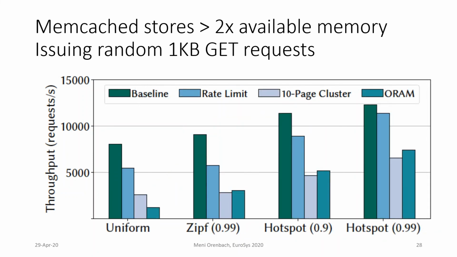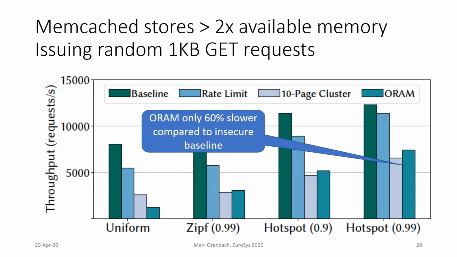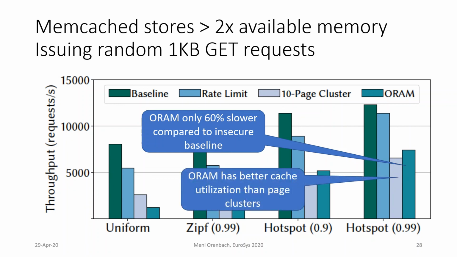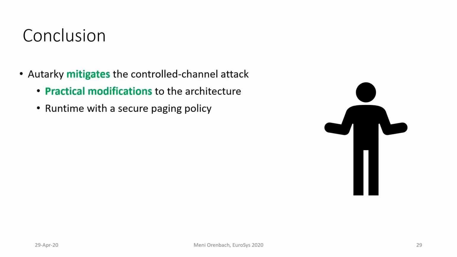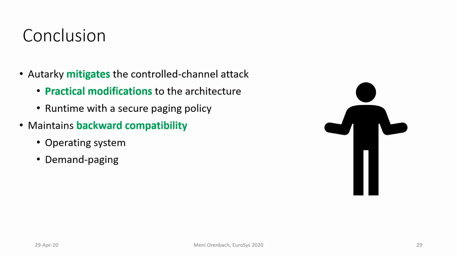Finally, using ORAM with the hottest distribution results in only 60% lower throughput. Interestingly, it is better than the page cluster policy, since ORAM has a better cache utilization, so less overall page faults occur. To conclude, Autarky mitigates the control channel attack with practical modifications to the architecture, while also maintaining backward compatibility with SGX design.